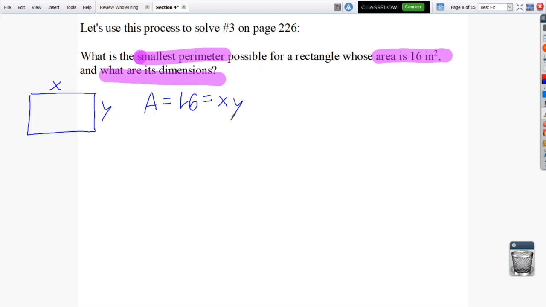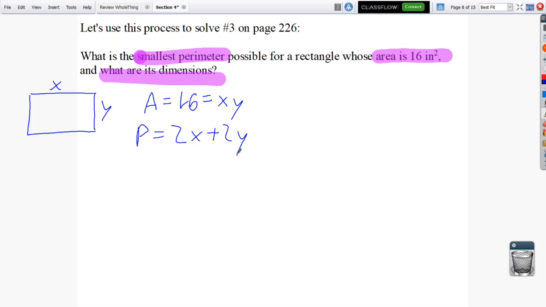Other equation that I have is the perimeter, because I want to optimize my perimeter. So my perimeter in a rectangle, again, this comes from geometry. You've done it before. Perimeter is just sum up all the sides. You could do X plus Y plus X plus Y, but really the easiest way to talk about that is 2X plus 2Y. Okay?